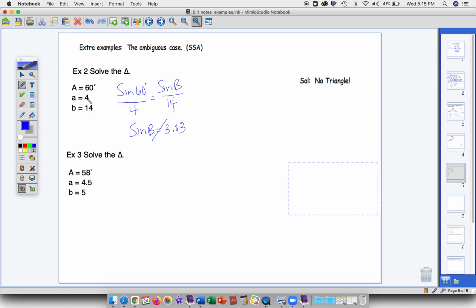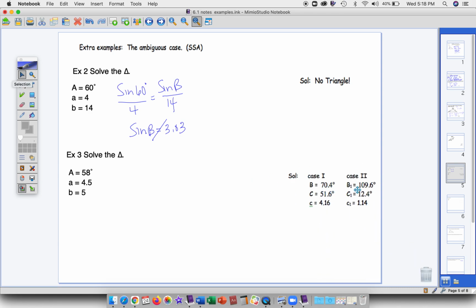And you could try to set up a drawing. If you have a compass and a protractor, you could measure the angle, try setting up the lengths, and you'll see that it's not going to work. You could not construct the third side to make it a triangle. Okay, example 3. Let's see how you did with this one.